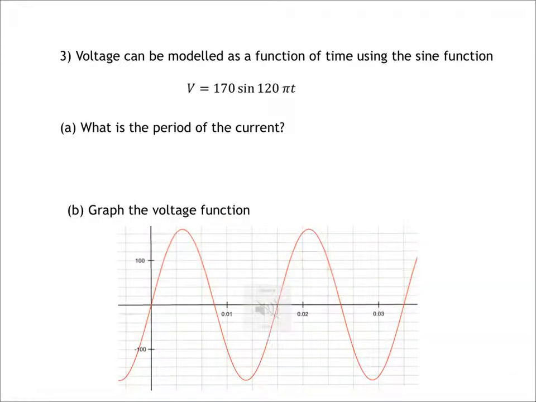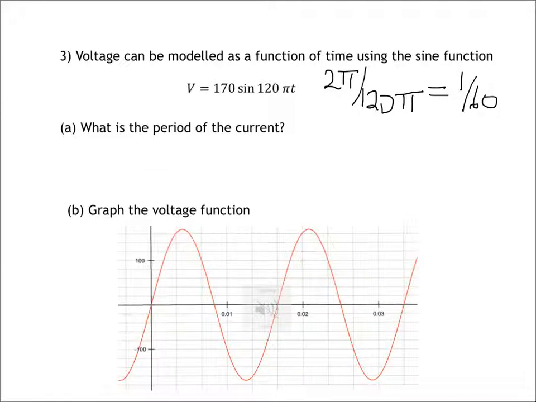And of course, no lesson would be complete without the obligatory word problem. Here we have a sine function modeling voltage over time. And one of the interesting things here is we can look at the period. The period would be 2 pi over 120 pi. That very simply reduces to 1/60th. And we do have a word for that in Canada. It's called a hertz.